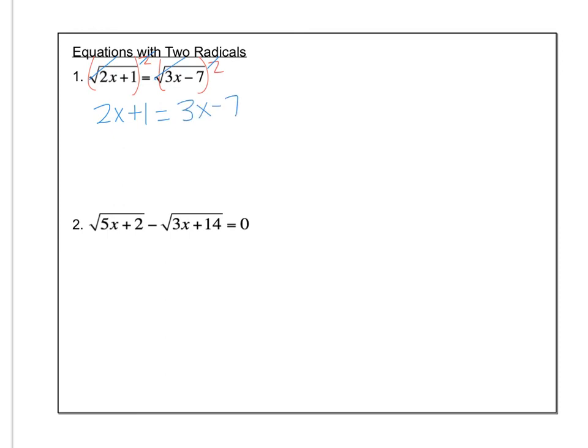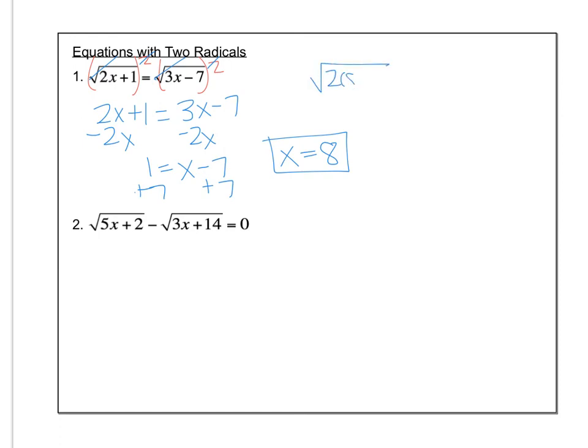And then this is really, really an algebra 1 problem. Get your x's together. Get your numbers together, and you get x equals 8. And if we check that real quick, which you don't have to do for this section, but just to show you that it really does work, if I plug it in, I'm going to get the square root of 17 here, and then I'm going to get 24 minus 7 is also the square root of 17 there. It works.